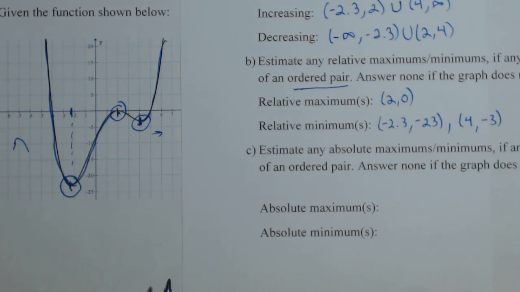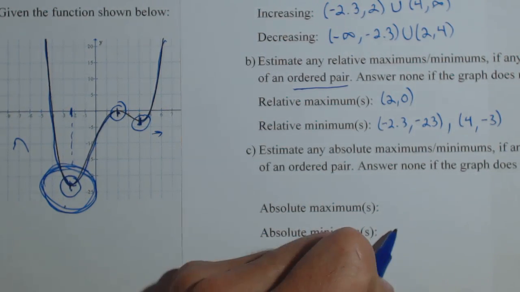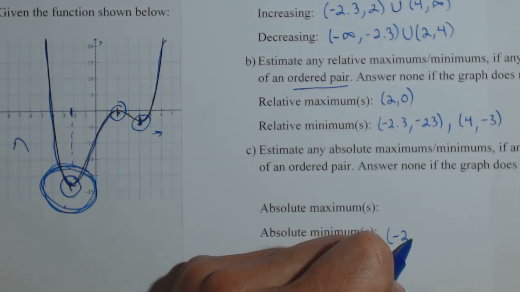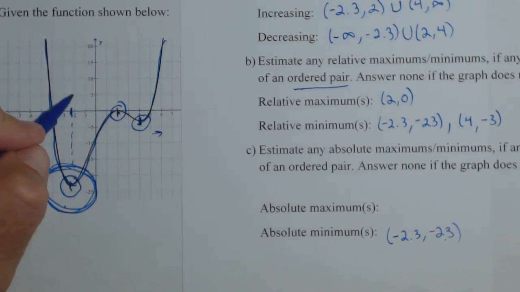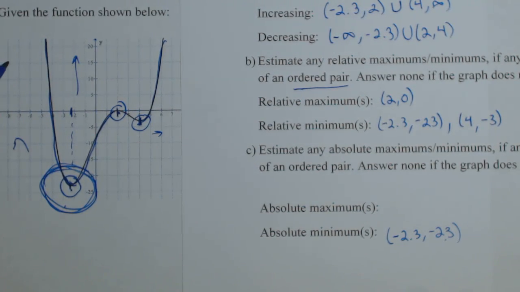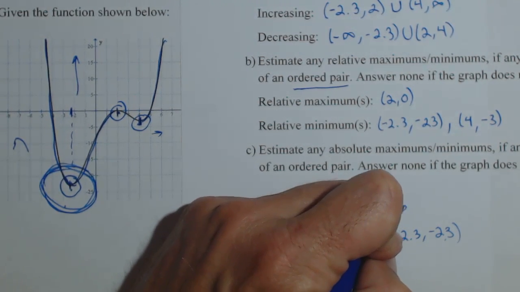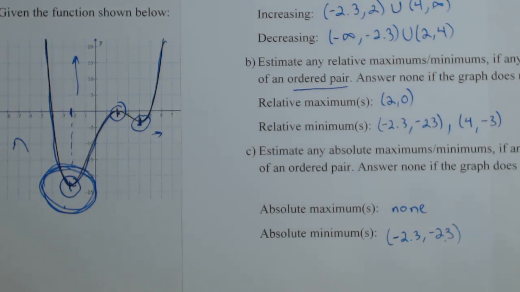Finally, absolute max and absolute min. Well, we definitely have an absolute min, and it's occurring at our relative min. It's right there. So our absolute min is this particular relative min, not both of them. That is the minimum value on our graph. But we see that it goes up without bound, so there is no absolute maximum.